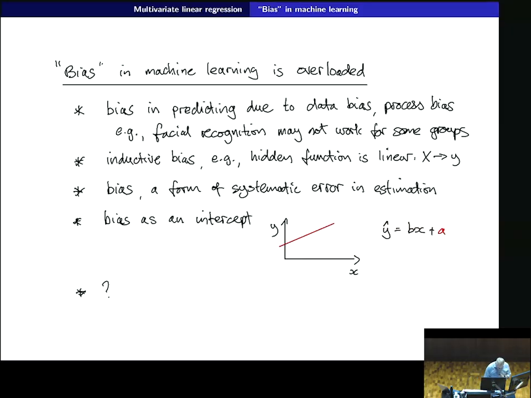Okay, so that's the maximum likelihood principle and why we need inductive bias.